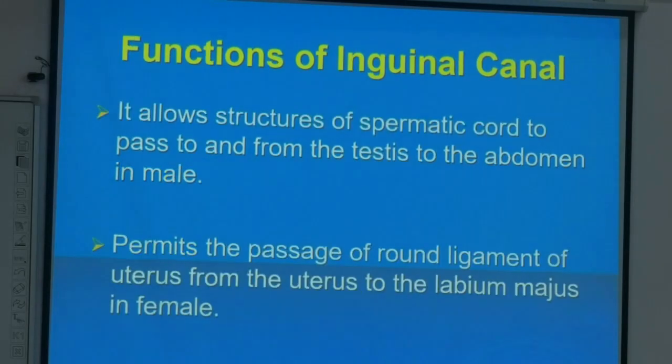Next. Now, what are the functions of the inguinal canal? It allows structures of the spermatic cord to pass to and from the testis to the abdomen in males and permits the passage of the round ligament of the uterus from the uterus to the labia majora in females. Next.